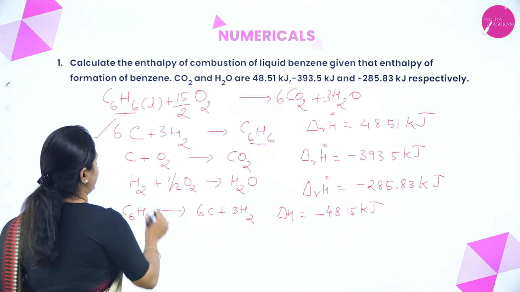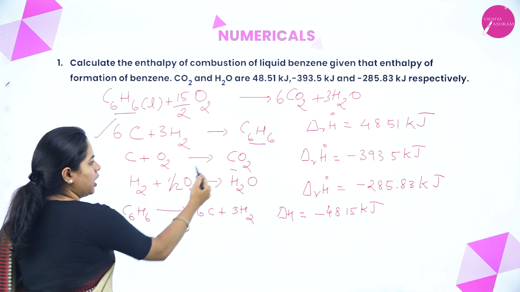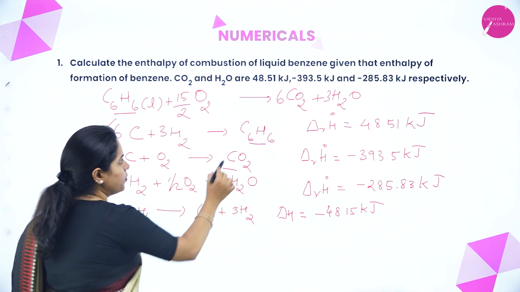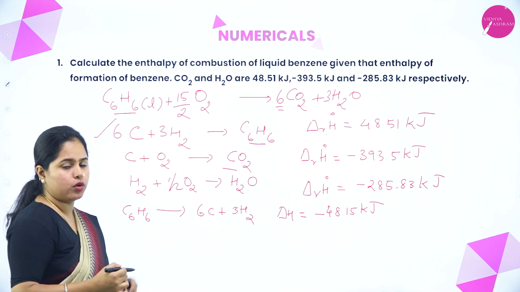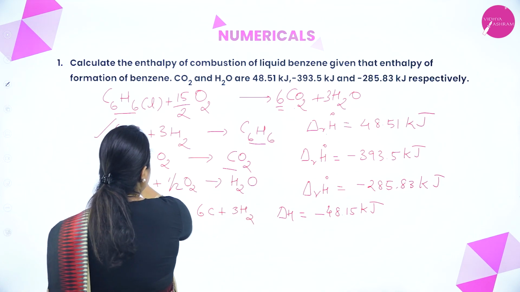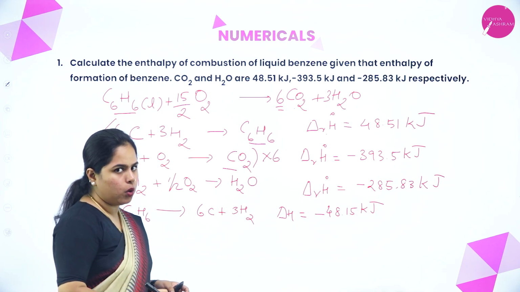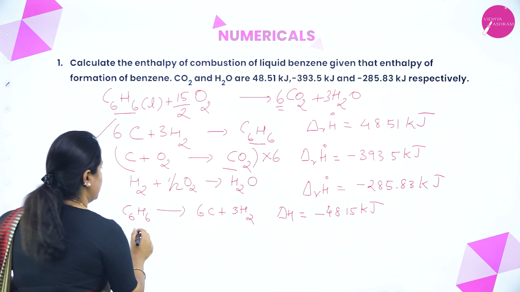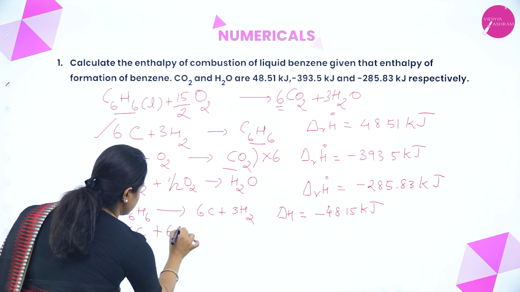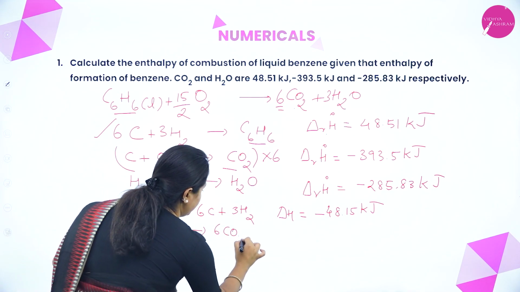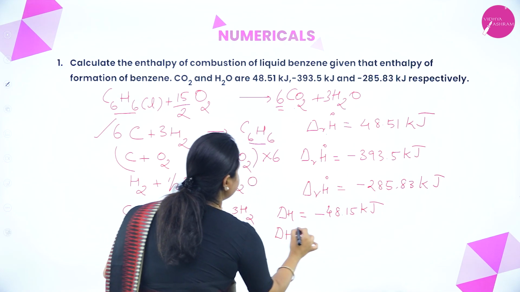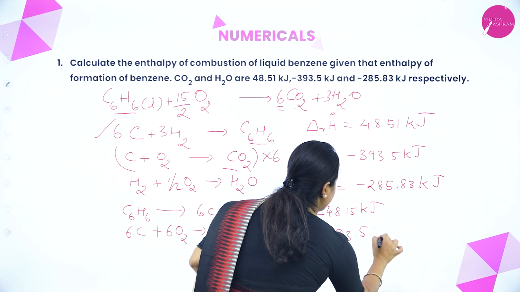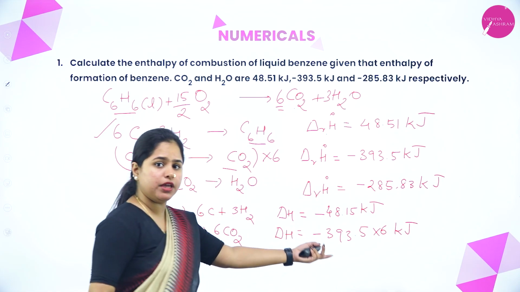Now moving on to the next one. Carbon plus oxygen giving carbon dioxide. So carbon dioxide is in the product side and carbon dioxide is still in the product side. But as you can see here, there are 6 molecules, or 6 moles of carbon dioxide. So I multiply the second equation by 6. Now I'm multiplying the whole of this equation by 6. So this becomes 6 carbon plus 6 oxygen gives 6 carbon dioxide. And the enthalpy of the reaction will become what? Multiplied by 6, right? So that is minus 393.5 into 6 kilojoule. So you have to multiply that value there as well.